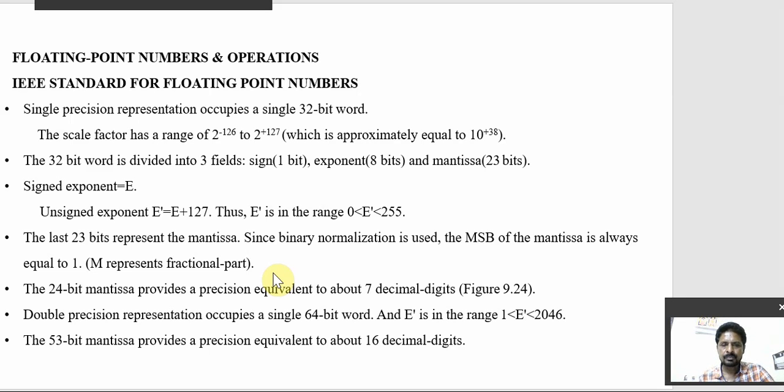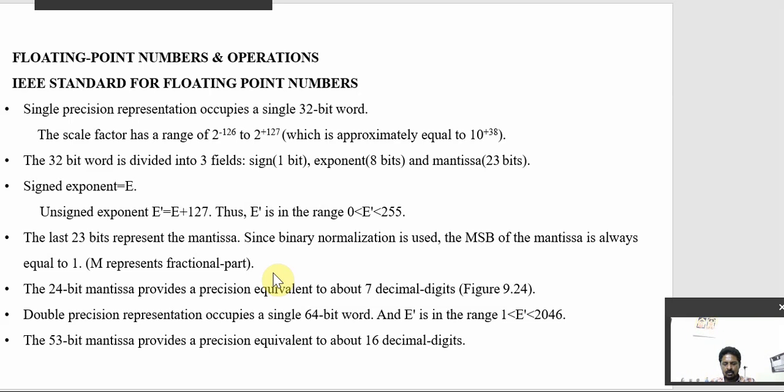Hi students. In this session we are going to discuss floating point numbers and their operations. Generally there are two basic data types implemented in a computer system. The first one is fixed point numbers. All the integers we can represent with fixed point numbers.